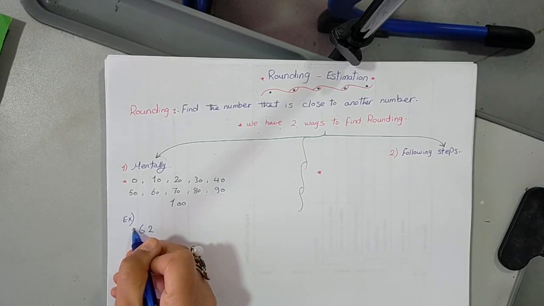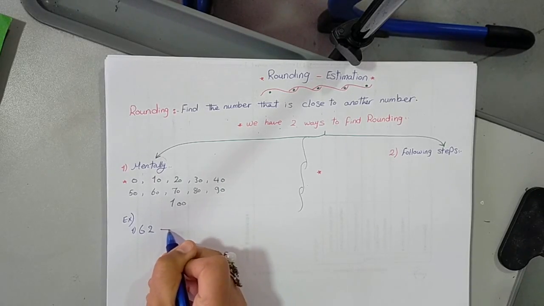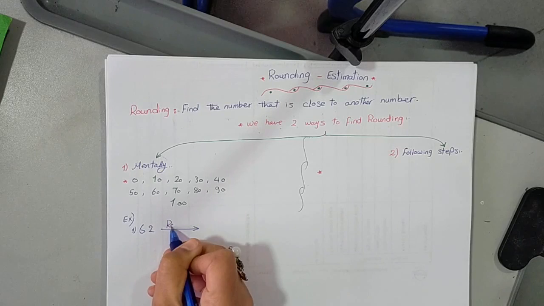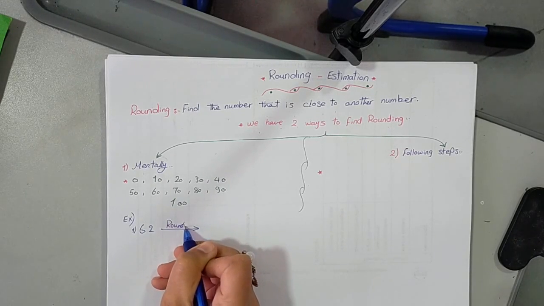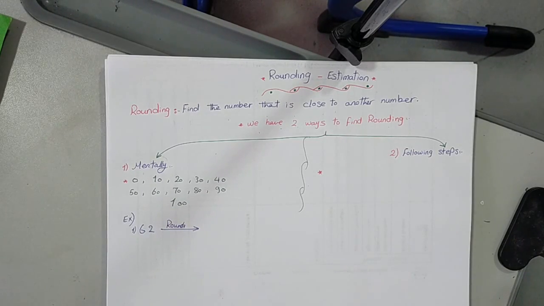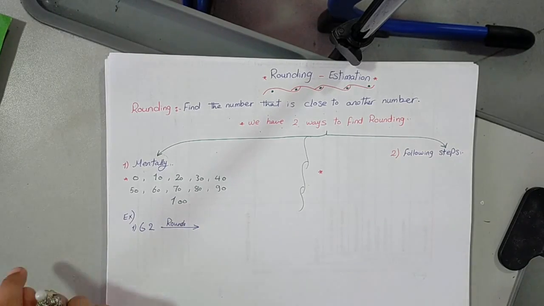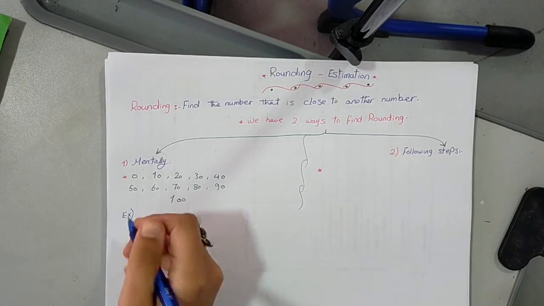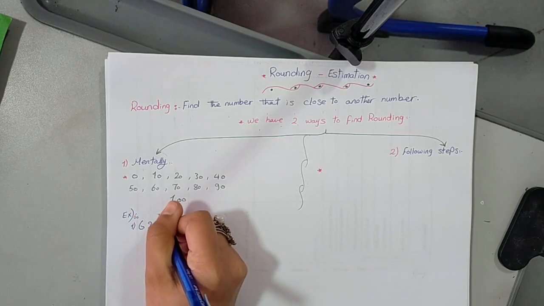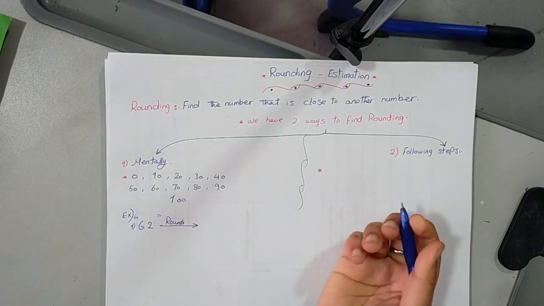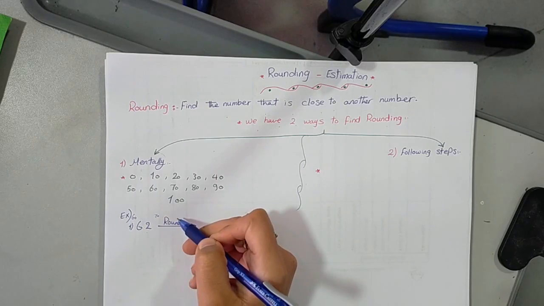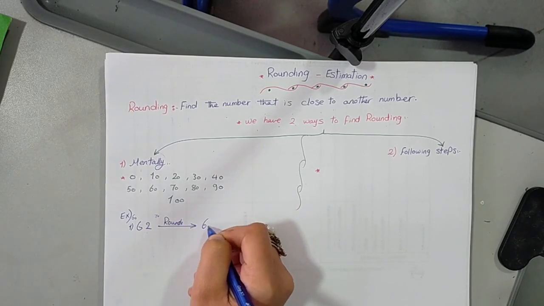Like this, 62. The first number is 62. What is the rounding of it? Round 62. 62 is between two tens. What are the two tens of 62? 60 and 70. 62 is nearest to what? 60 or 70? Yes, 60.